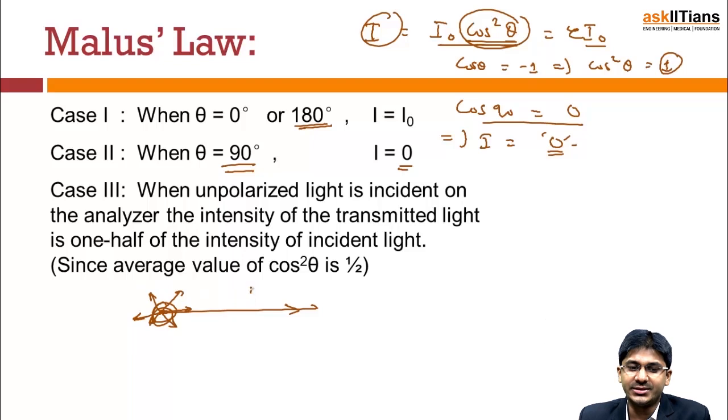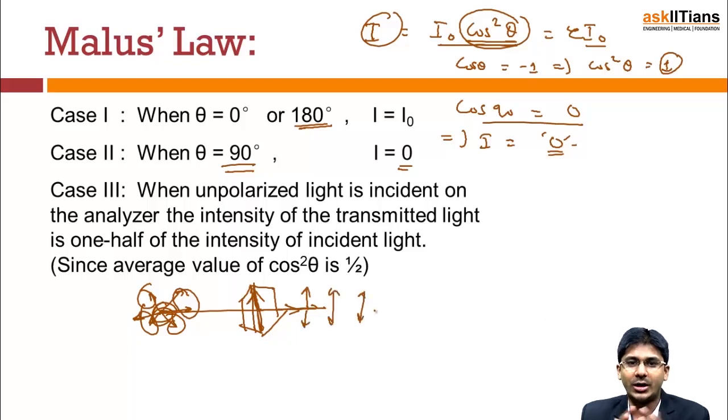Now what will happen when you pass this unpolarized light through a polarizer? It will block all the other random directions. It will only allow the one that is along this axis to pass, and you get polarized light. So how can you make unpolarized light polarized? Simply allow it to pass through a polarizer. It will only allow those along the optic axis to pass through and block all the others, so it converts them to polarized light. When unpolarized light is incident on the analyzer, the intensity is 1/2 the intensity of incident light. Why? See, very easy.